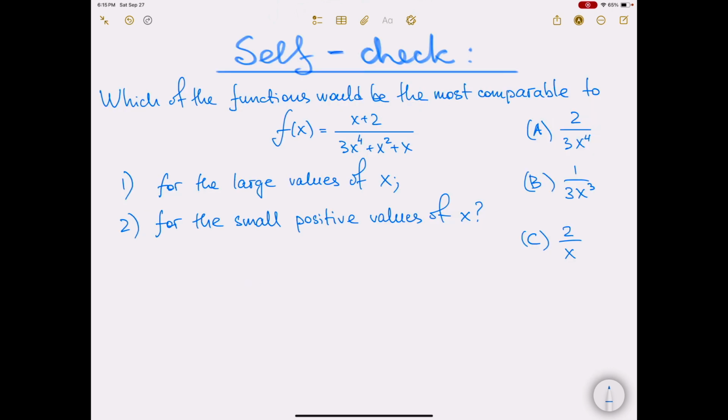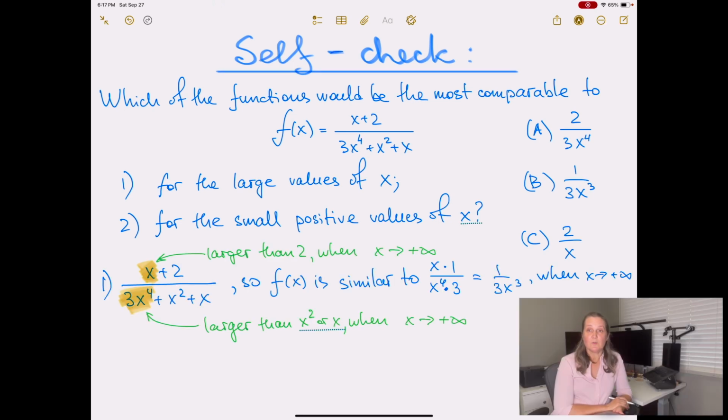Let's self-check. Which of the functions would be most comparable to the values of the function f of x equals x plus 2 divided by 3x to the fourth plus x squared plus x for the large values of x, alternatively for the smaller positive values of x?